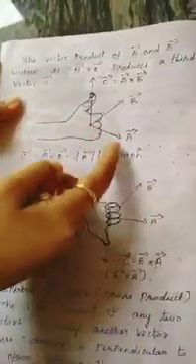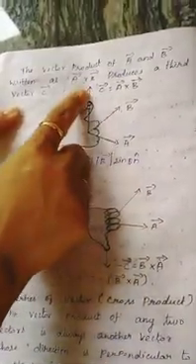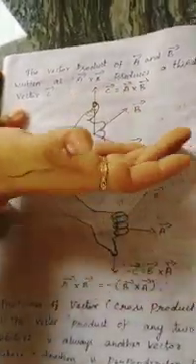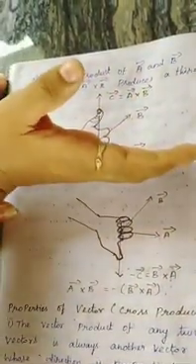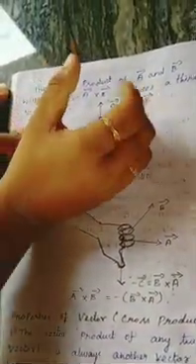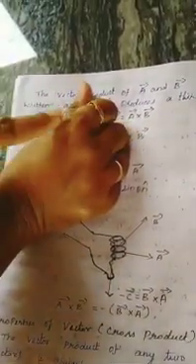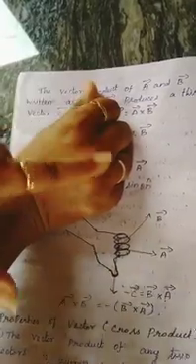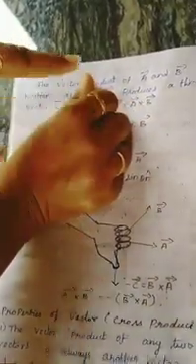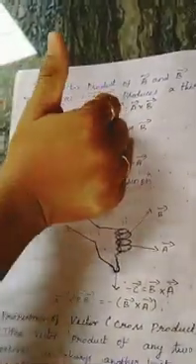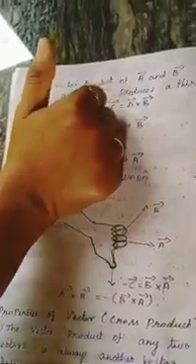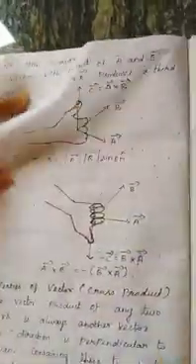Now let us see the right hand thumb rule. So this is the A vector, this is the B vector and this is the C vector. Now it is a right hand screw rule. So now I am doing my hand like this. This is the A vector, this is B vector and this one is C vector, which is perpendicular to A vector and B vector. So this is the right hand thumb rule.